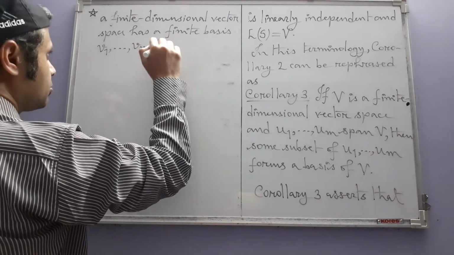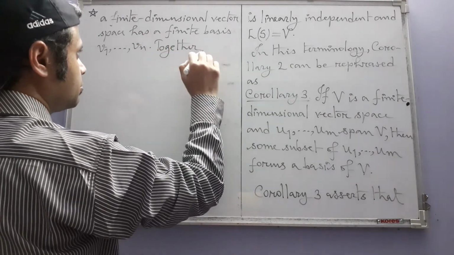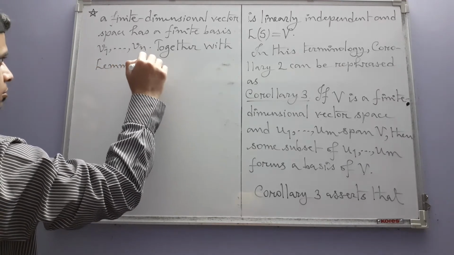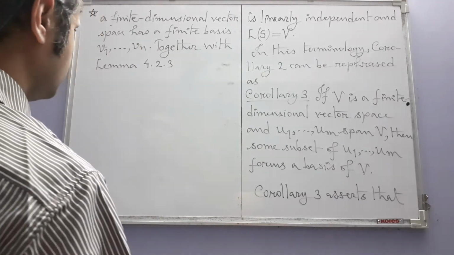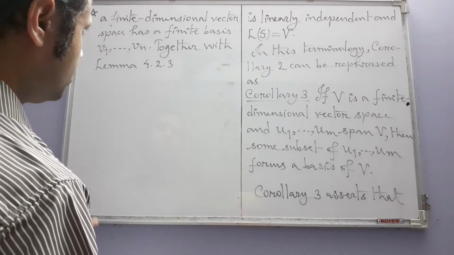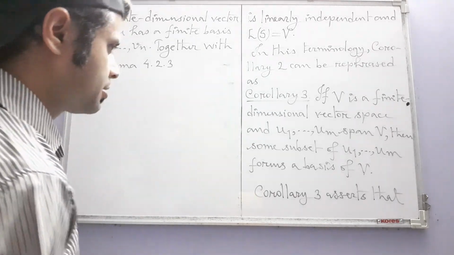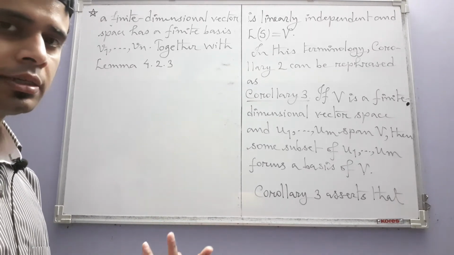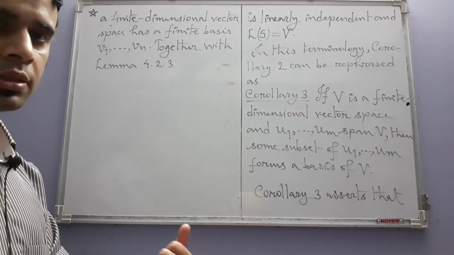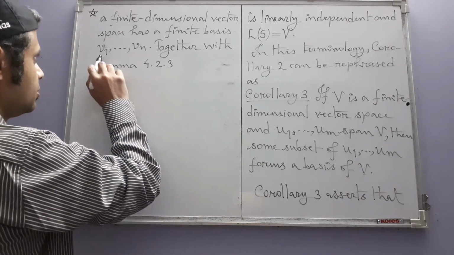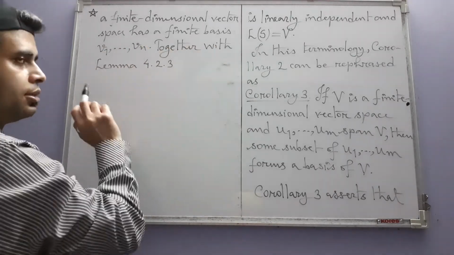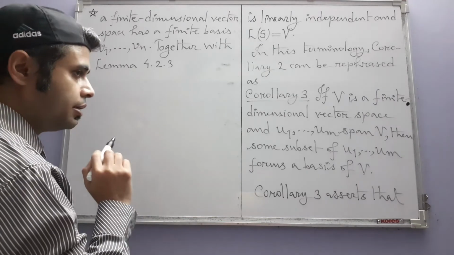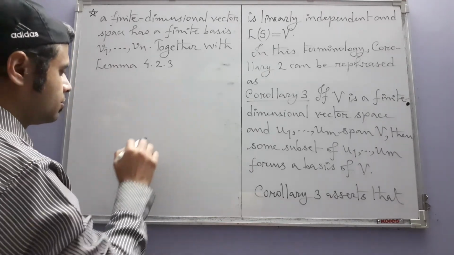Together with Lemma 4.2.3, we are going to combine finite dimensionality and that lemma, which, if you recall, says that if you have a linearly independent set, then any vector in the linear span of that set has a unique representation as a linear combination of those vectors. Here we are saying that there is a finite basis. That means this spans the space and also these are linearly independent. Now that linear independence part is about Lemma 4.2.3.